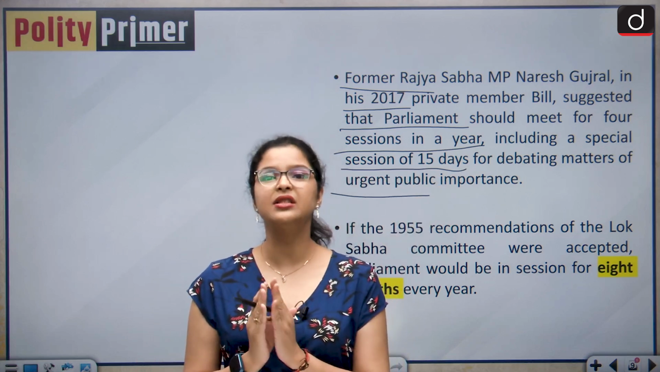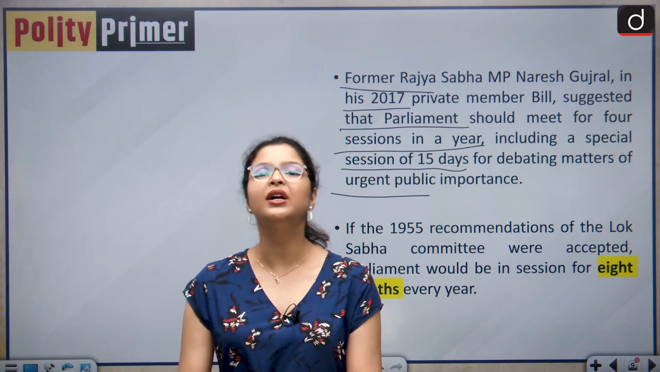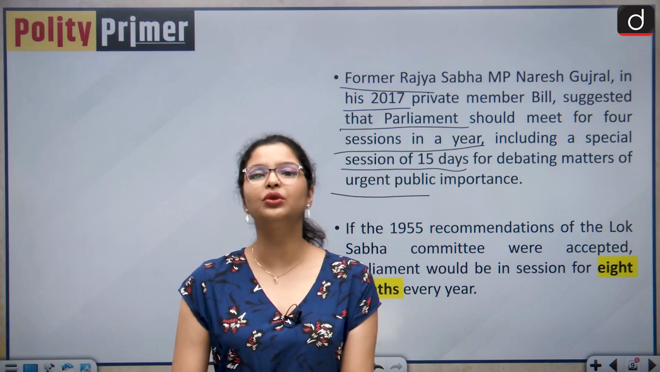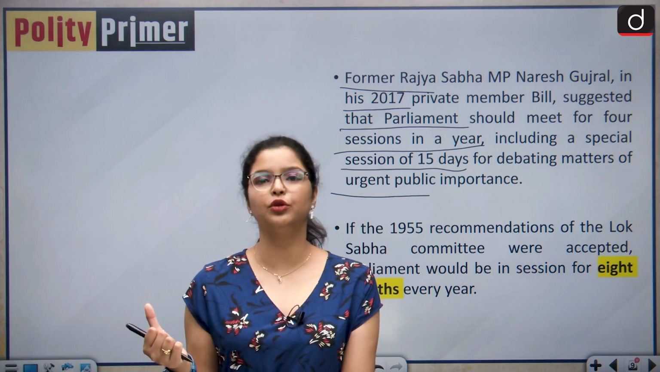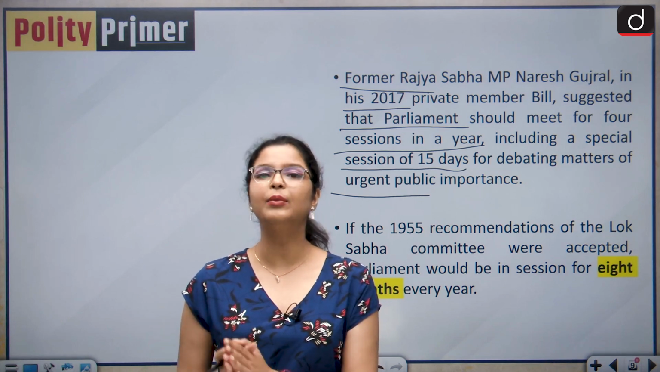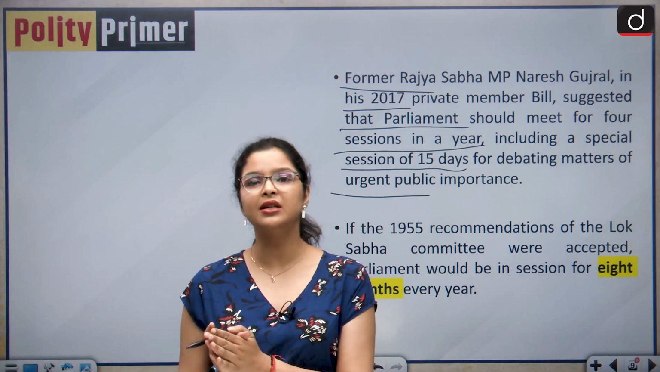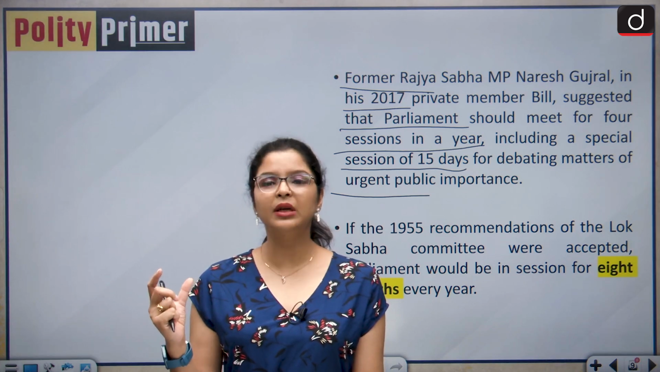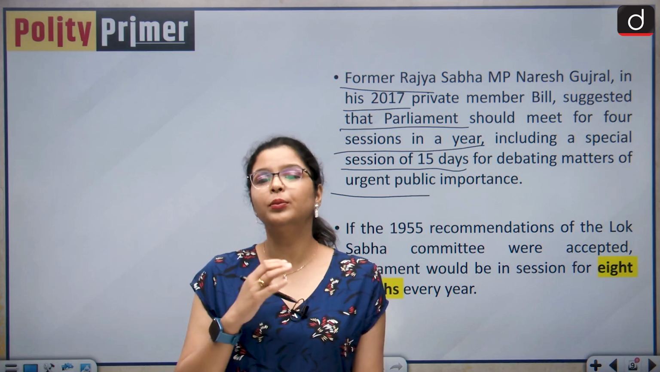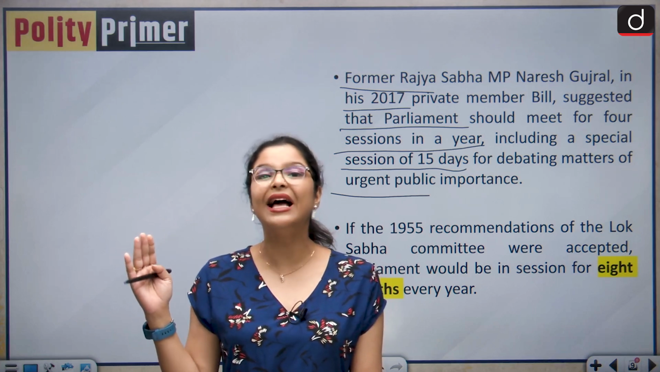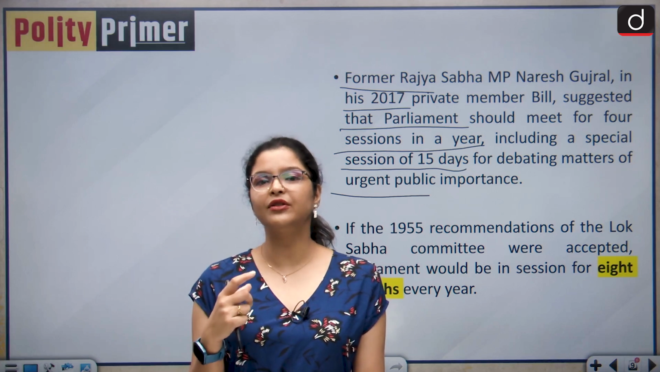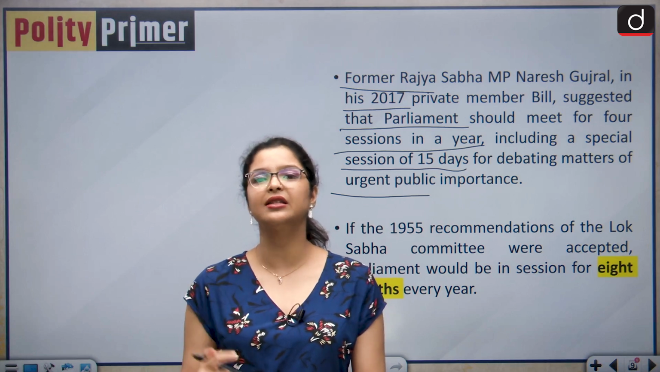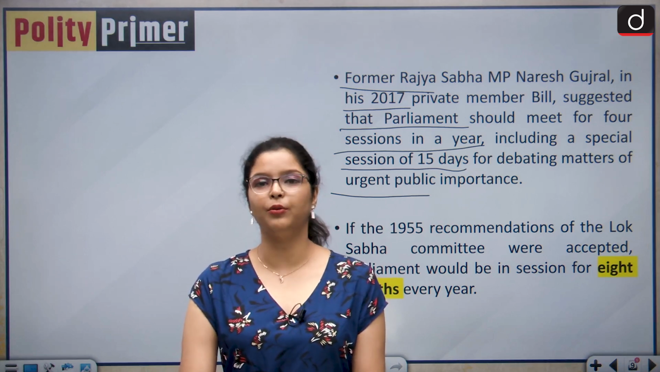So a 15 days special session should also be there to discuss the urgent public importance matters that are going on in the country. Let me explain this with a recent example. For example, on the Manipur issue, we have heard in the news that the Parliament got adjourned. It could not be discussed. Although there was a no confidence motion also against the ruling party on this issue, the issue could not be discussed at great length as it should have been. So that is why this private member bill suggested that we should also have a special session of the Parliament for 15 days to discuss the matters of urgent public importance.